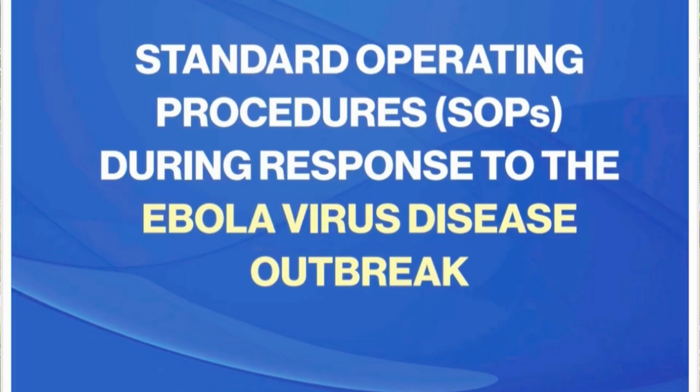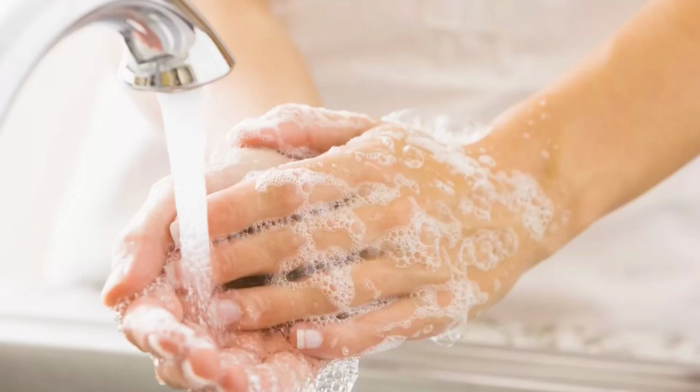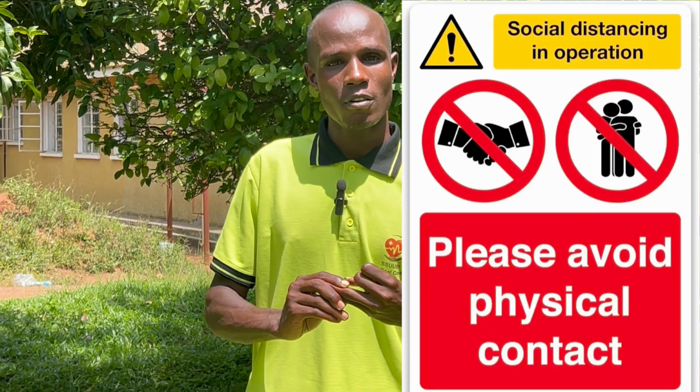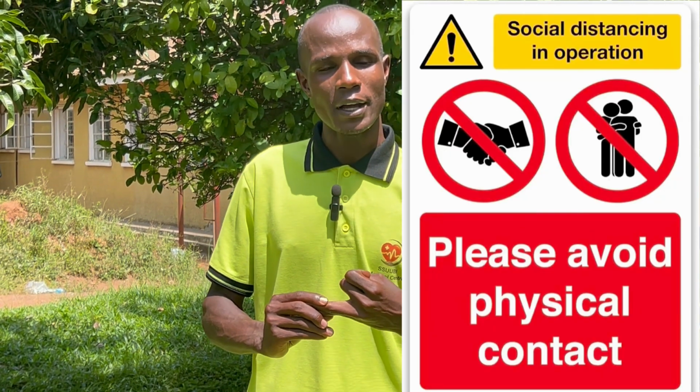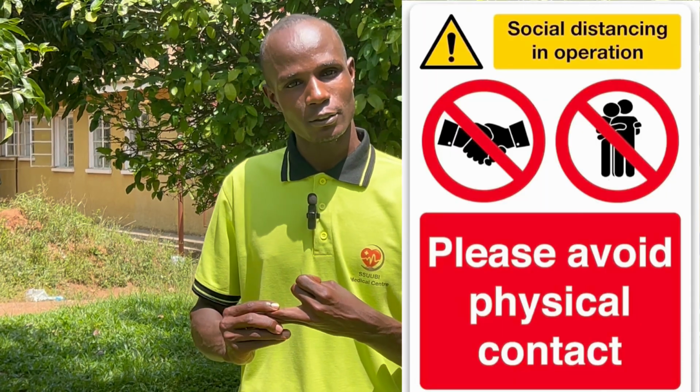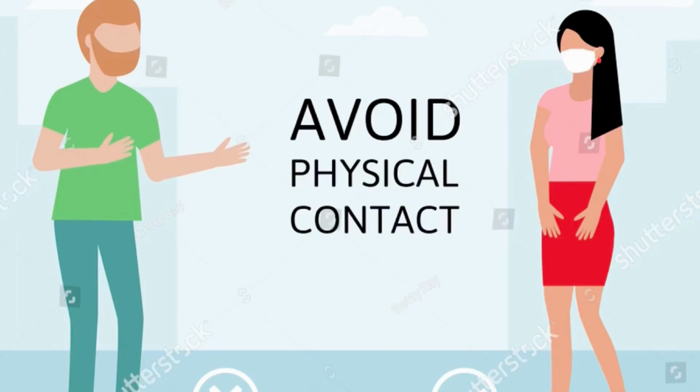For example, for the general public, they can ensure hand washing with soap or disinfectant. Number 2, they can avoid physical contact with people who are sick, or people who are suspected to have Ebola virus, or people of unknown origin. And also avoid public gatherings, because you never know who is infected or who is not infected. So any physical contact with a person who is infected, knowingly or unknowingly, will predispose you to getting Ebola virus disease.